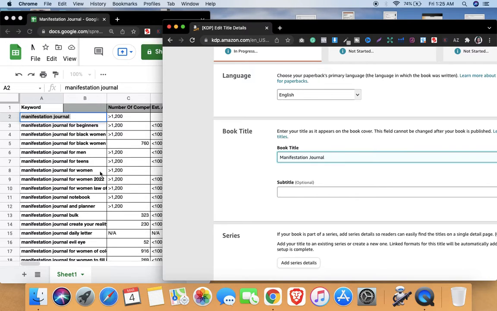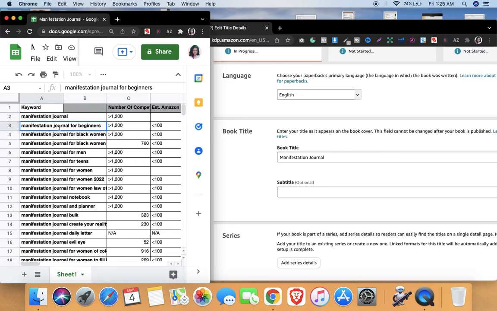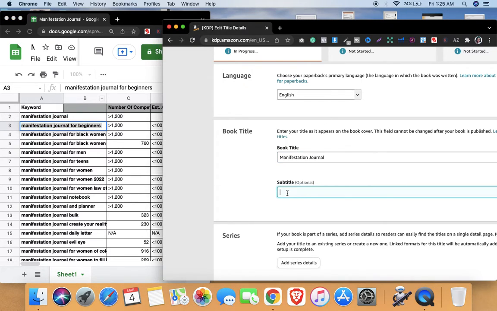And then the second thing is the subtitle. You can choose Manifestation Journal for Beginners as well, but I will write something like manifestation journal for beginners with pretty flower cover, blue and pink, something like this.